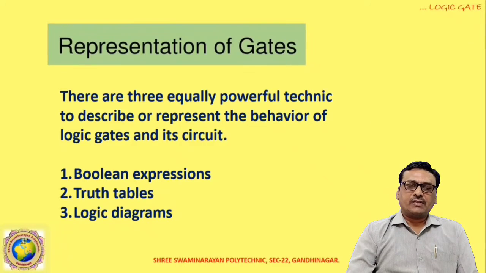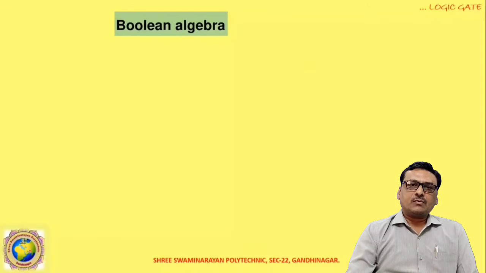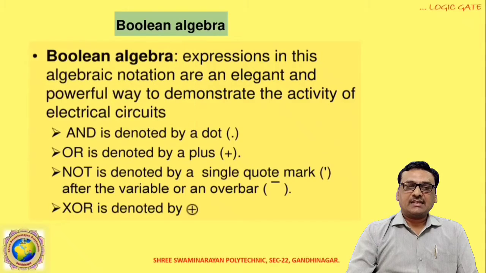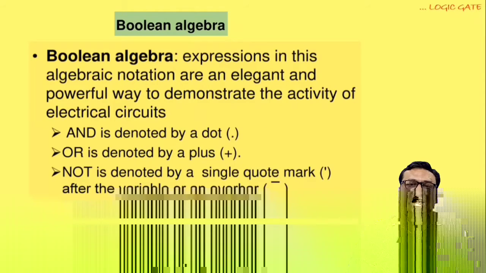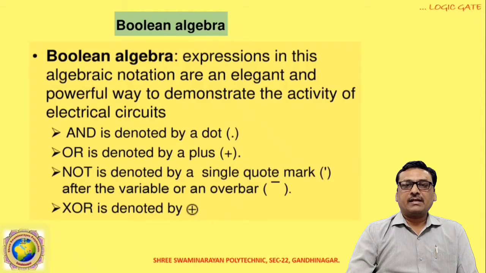So Boolean algebra. We start with Boolean algebra. It is expressed in algebraic notation, which is a powerful way to demonstrate the activity of an electrical circuit. This circuit may be AND. The AND gate is denoted by the dot, the OR gate is denoted by the plus, the NOT gate is denoted by the quote mark or an over bar, and the XOR gate is denoted by the plus circle. So these are the four notations used for Boolean algebra expressions.